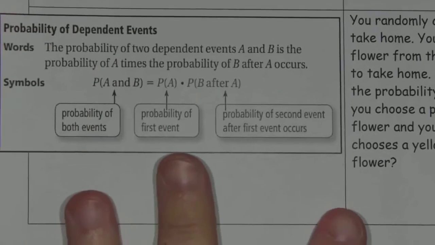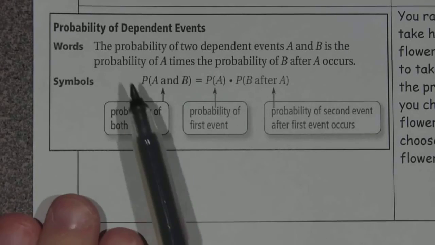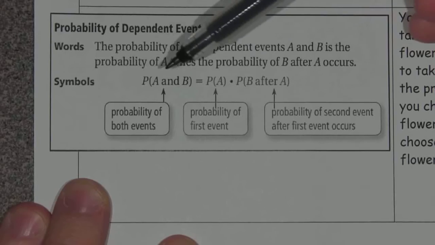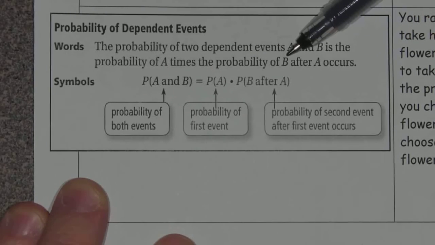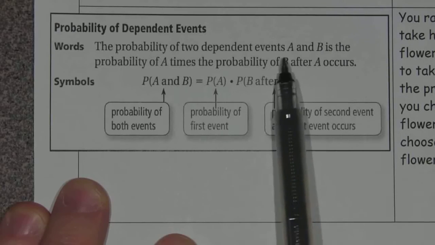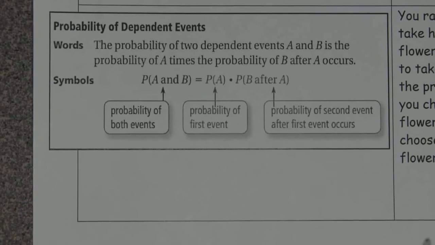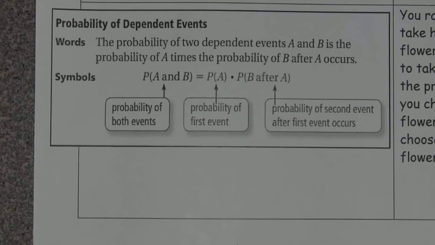Okay, this is the formula for the probability of dependent events. What it says here is the probability of 2 dependent events, A and B, is the probability of A times the probability of B after A occurs, which is what this says right here. It is a confusing formula when you think about it that way, but when we talk about the math, it's pretty simple.